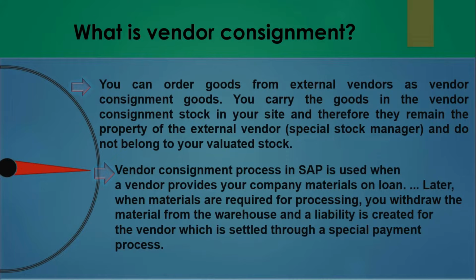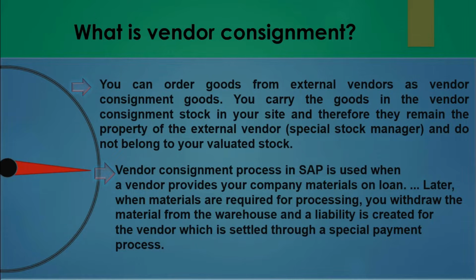The vendor consignment process in SAP is used when a vendor provides your company materials on loan. Later, when materials are required for processing, you withdraw the material from the warehouse or store, and a liability is created for the vendor, which is settled through the special payment process. In a nutshell, vendor consignment means goods lie in your store or premises. However, the owner of those goods is still the vendor, but you have the authority to use those goods as and when required. But when you use those goods, you have to pay the particular vendor.